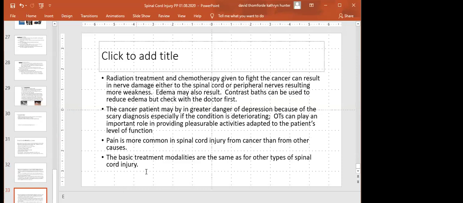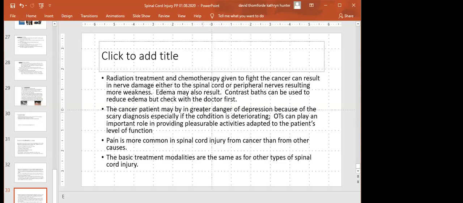Finally, we need to remember that in the process of addressing the cancer through radiation or chemotherapy, these can affect the nerves. These can damage the nerves. So having chemotherapy may result in decreased hand strength, decreased ability to manipulate things. It can also result in edema. As OTs, we can use contrast baths to reduce the edema, but you need to check with the doctor first.